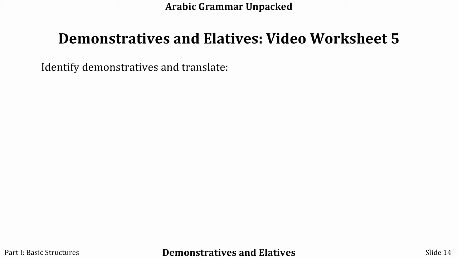Do worksheet 5, pause, and come back. Here we have هذا رجل لطيف. Definite, indefinite, indefinite. So it's a sentence, its subject is this, and its predicate or khabar is a nice man. We divide it here and we say, this is a nice man.